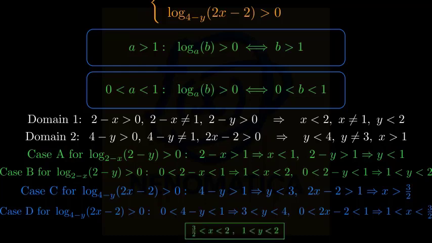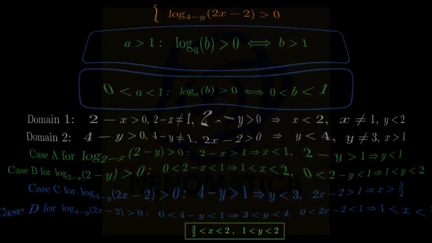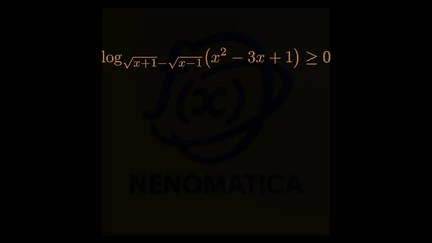Therefore, the solution set is 3 halves less than x less than 2 and 1 less than y less than 2. Our plan is, first, determine the domain, then split into two cases, when the base is greater than 1 and when the base is between 0 and 1.